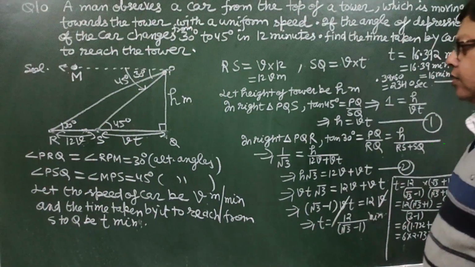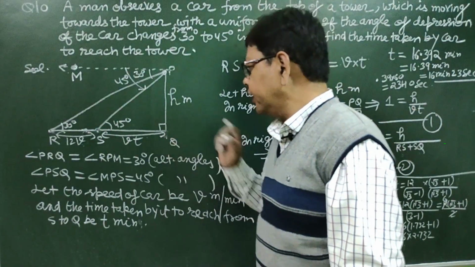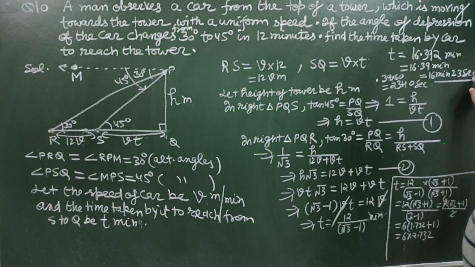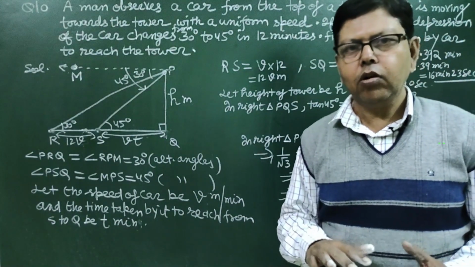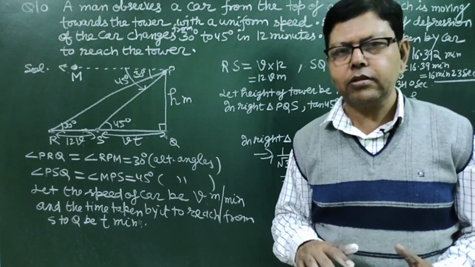So the car which was at S will reach the point Q in 16 minutes and 23 seconds. So with this question, this series of important questions of heights and distances is complete.